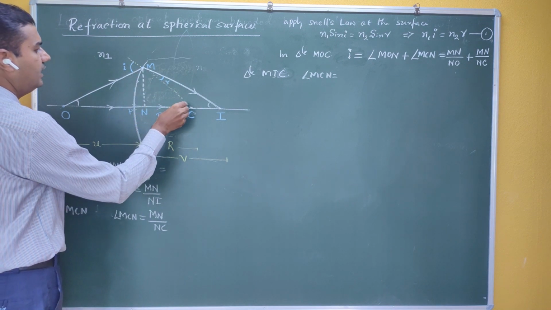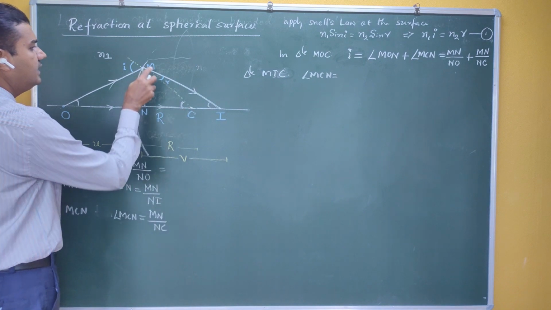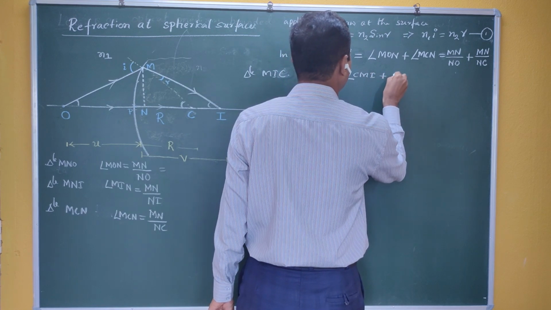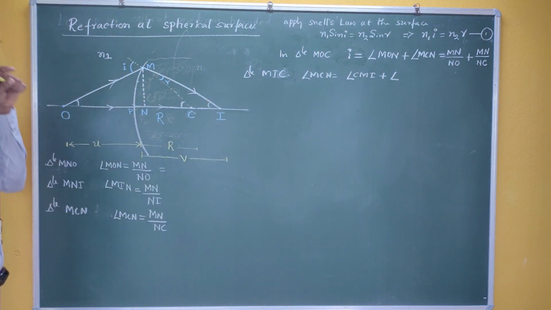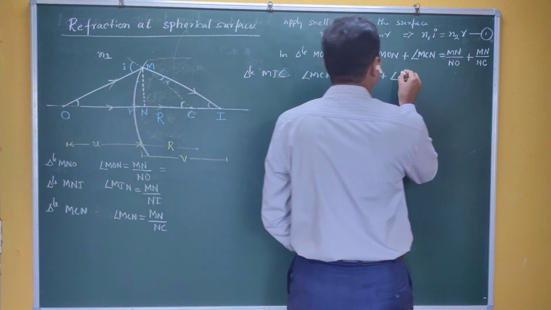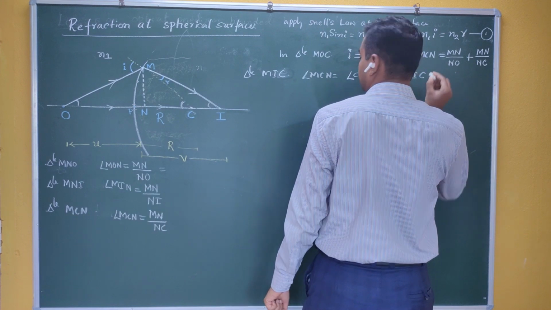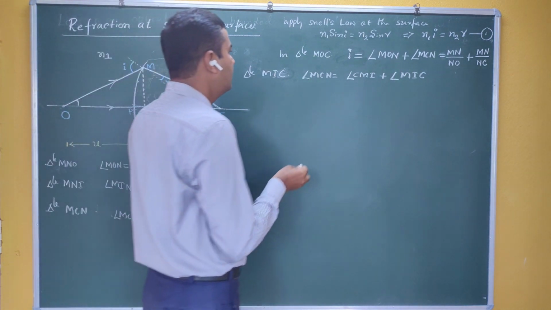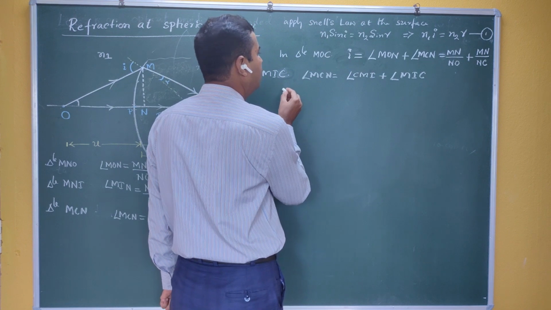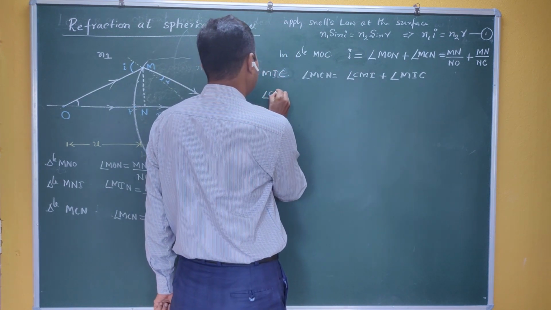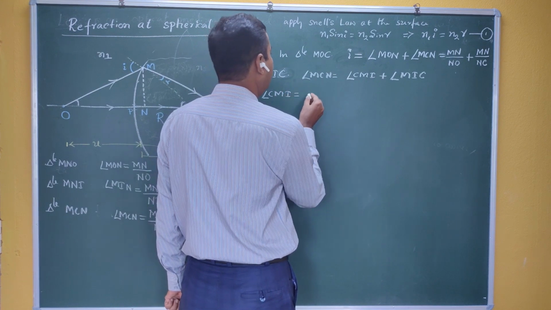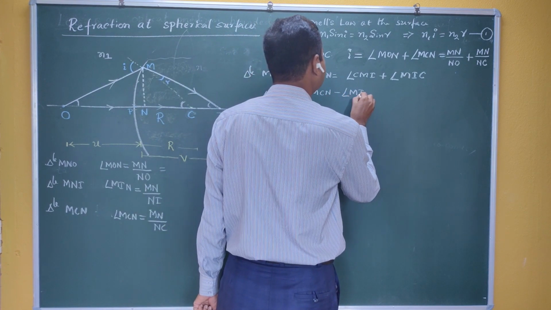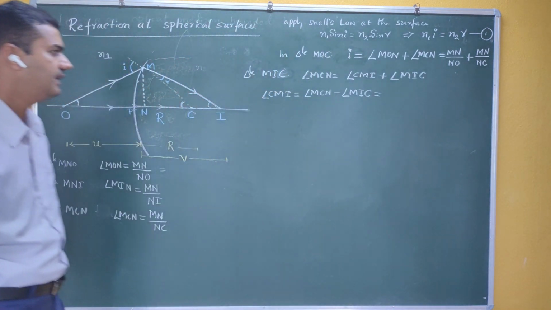The exterior angle is equal to angle MIC plus angle CMI. So the required angle is the R. Therefore, I can rearrange these terms. Angle CMI can be written as angle MCN minus angle MIC.